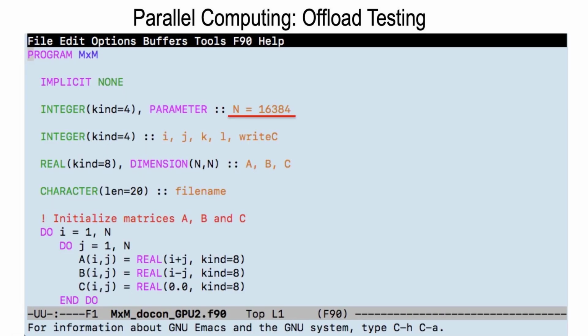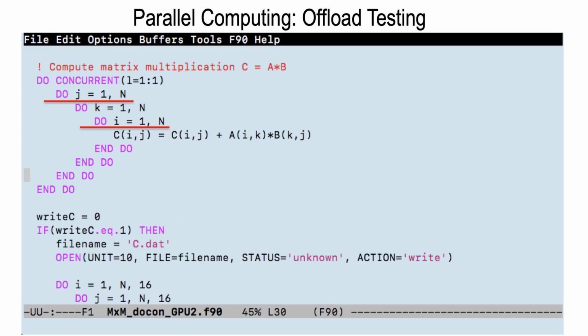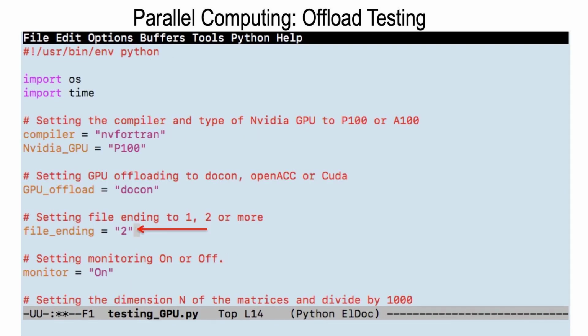In the next test, we'll use the Fortran program with file ending 2, ensuring that the value of n is set to 16,384. Let's apply the loop interchange technique performed by the Intel Fortran compiler. Now, the J loop is the outer loop, and the I loop is the inner loop. We'll save this version with the file ending equal to 2. We need to update our Python testing GPU script and specify that we'll use the Fortran program with file ending 2.